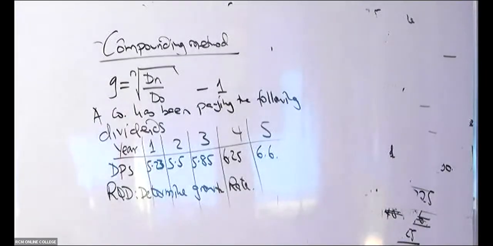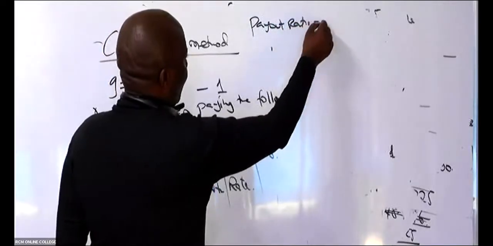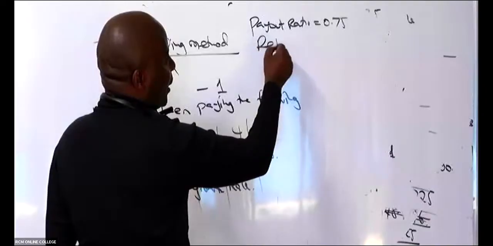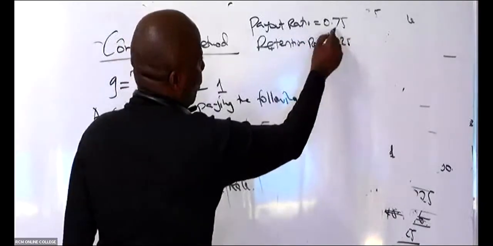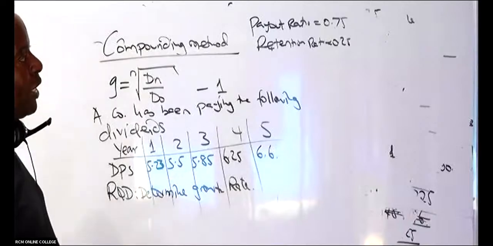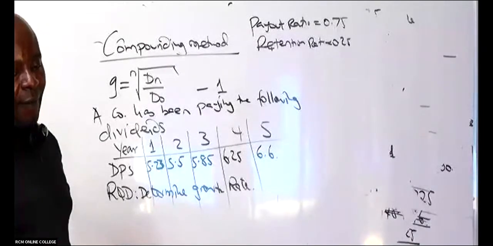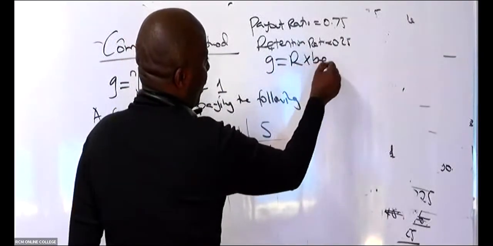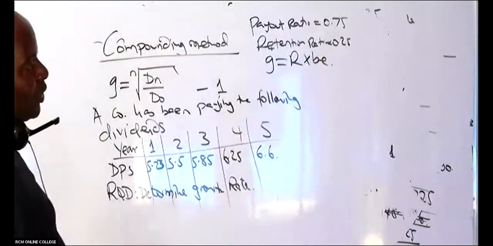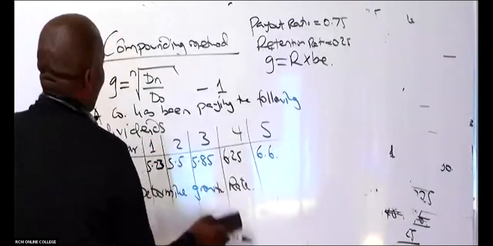Some are lost on retention ratio. Retention ratio, what happened here? That's very easy, really. If you're told the payout ratio is 0.75, Hassan, how much is being retained? The retention ratio will be the opposite of this: 0.25. If they are paying 75%, then we retain 25%. Then to get our G, you take this retention times the equity return. So then we come back to this, ladies and gentlemen.